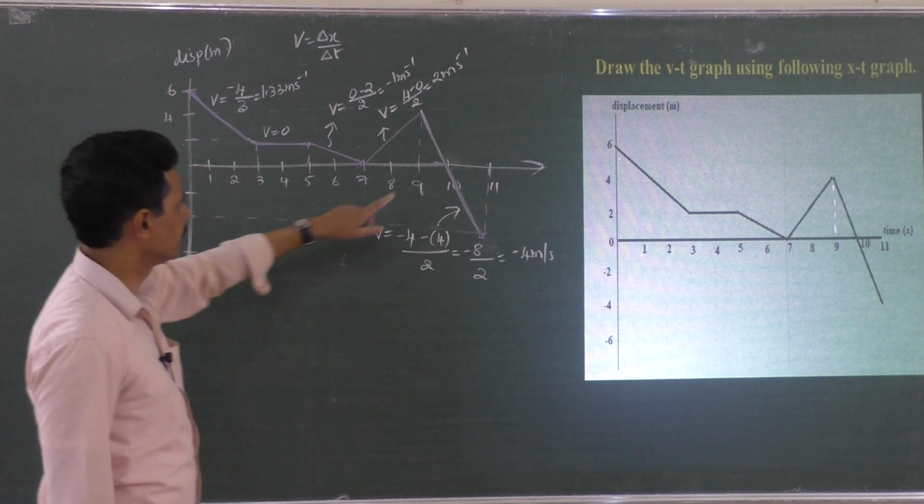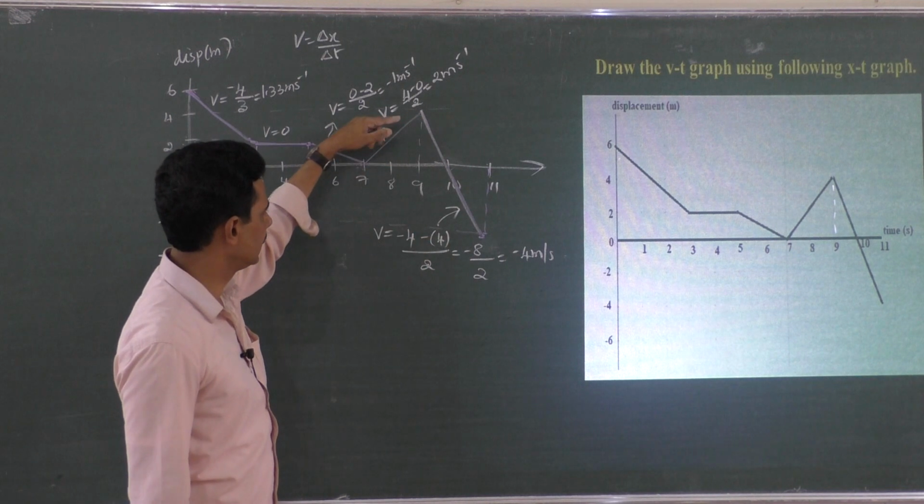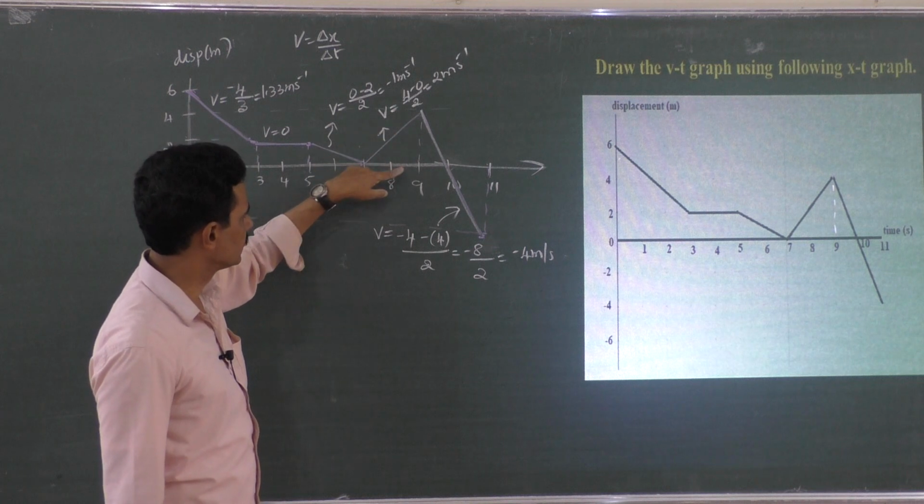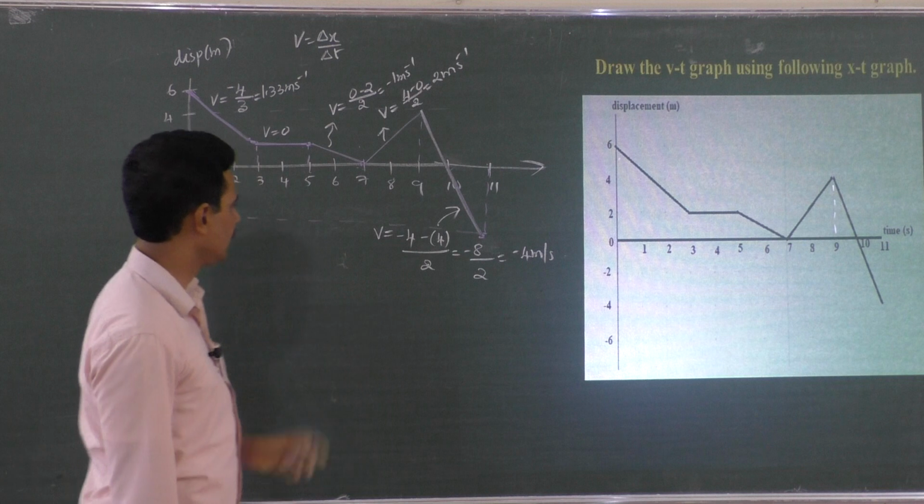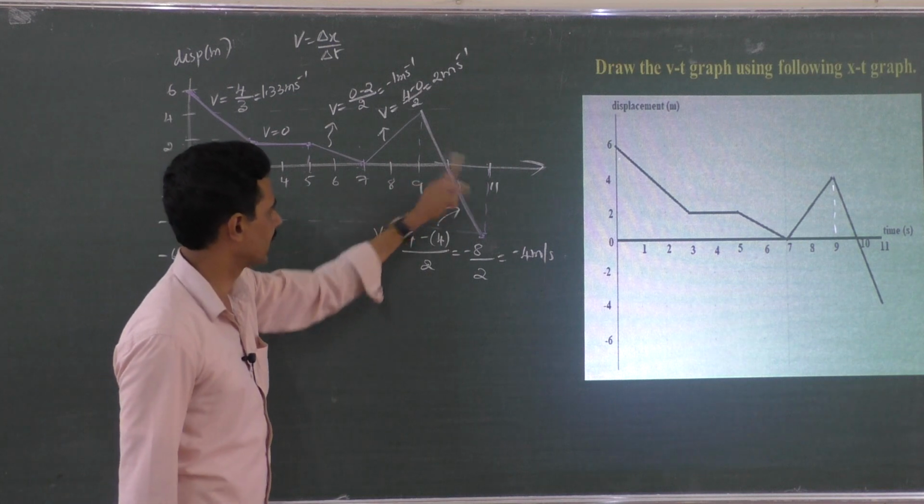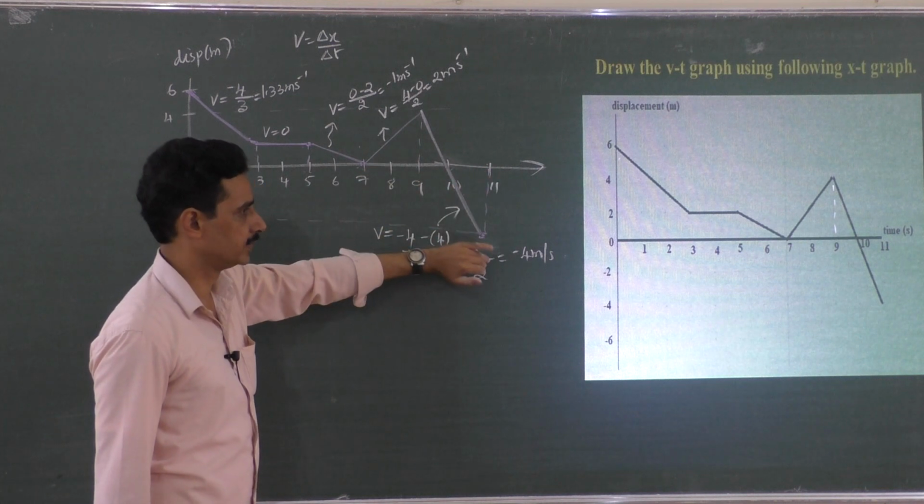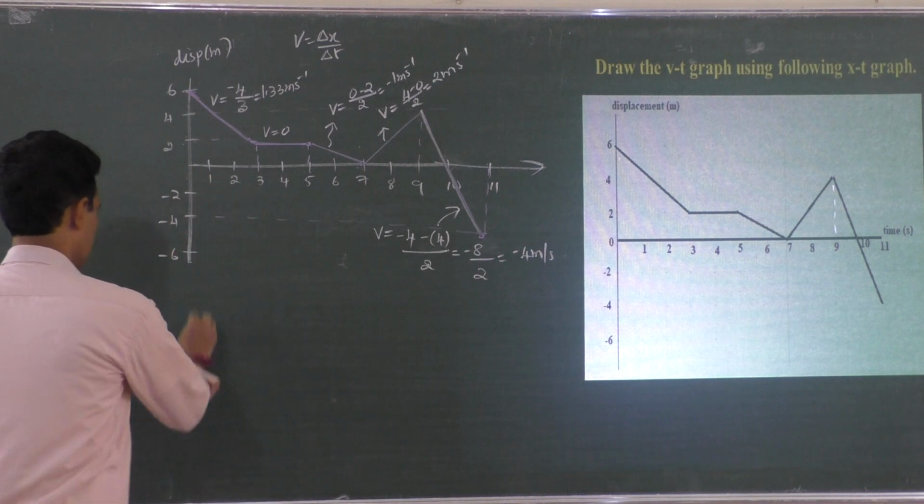So minus 4 meter per second plus 2 meter per second. 2 meters in 2 seconds, 4 meters in 2 seconds. This is 8 meters in only 2 seconds. Okay, now you have to draw the VT graph.